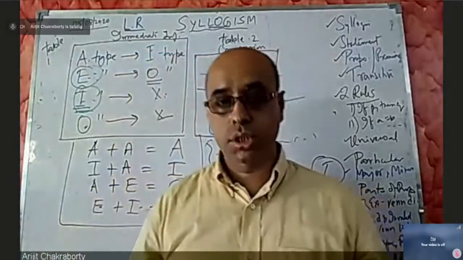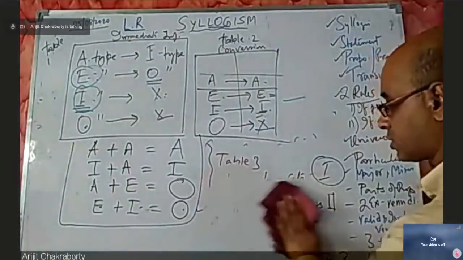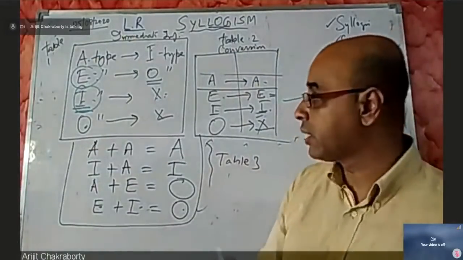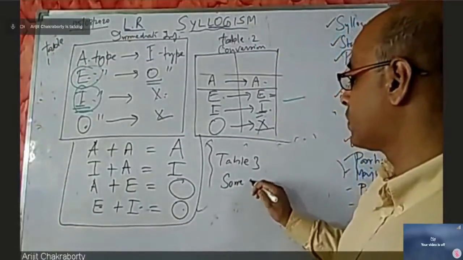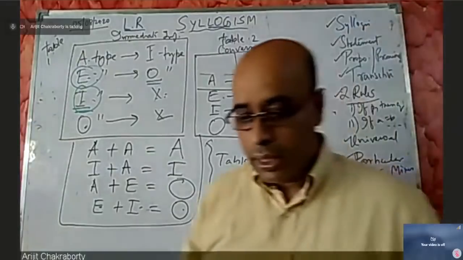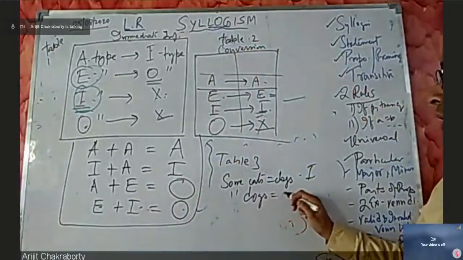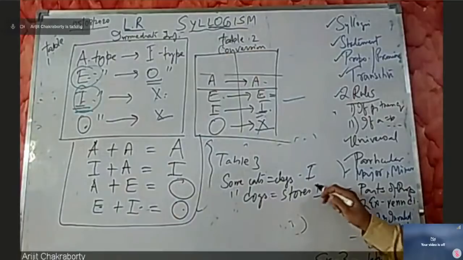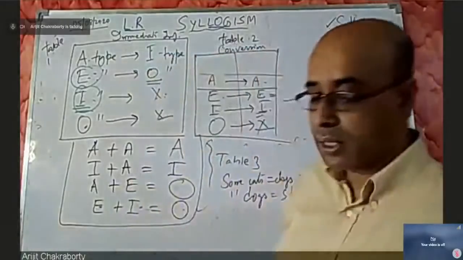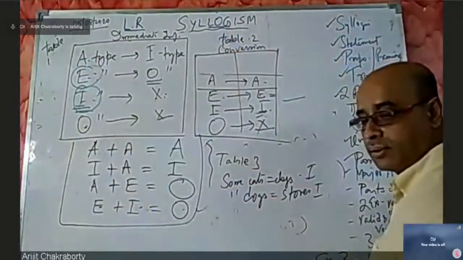Some cats are dogs. Please note, I don't want to disturb the table, so I'm writing here. Some cats are dogs. This is I type. Some dogs are stones. This is also I. Now I plus I, let's see what can be done. I can be converted to I, and for inference there is no conversion.